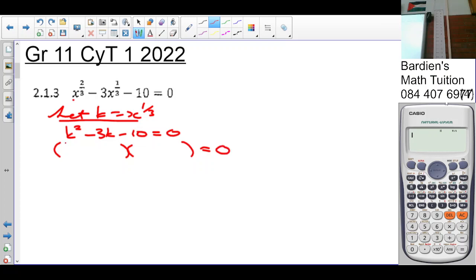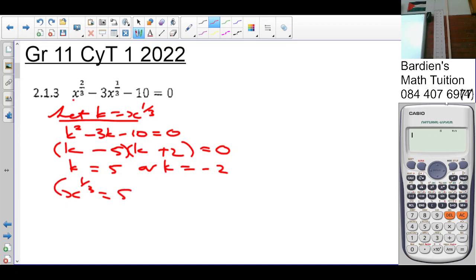Trinomial, not so? k and k. For 10 it is going to be 5 and 2, minus plus. So k is equal to 5 or k is equal to minus 2. But what is k? x to the third. So x to the third is equal to 5. Raise to the power of the reciprocal, which is 3. So x is equal to 125.